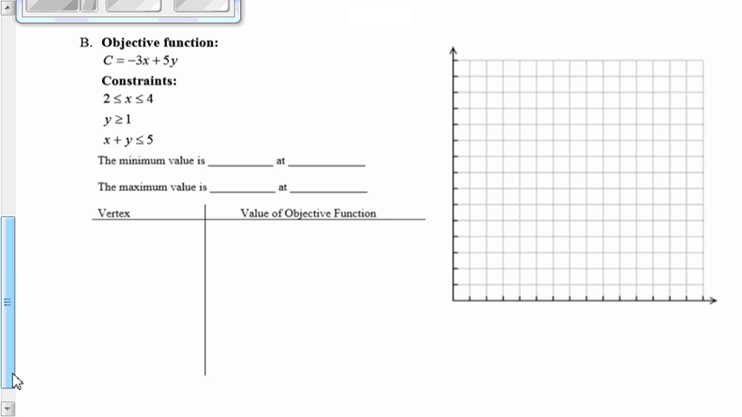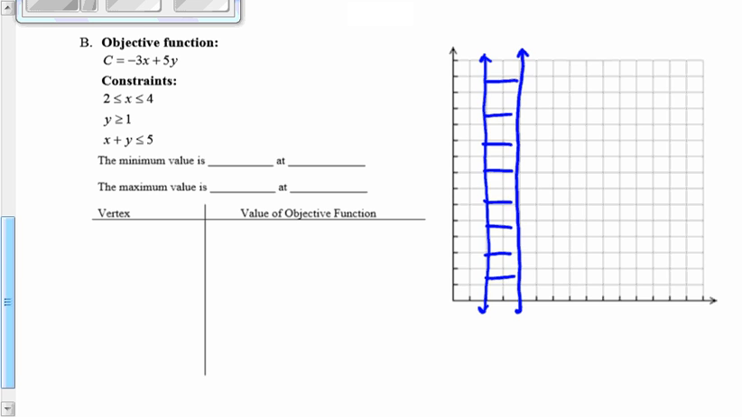So because it's x, that means these are vertical lines. So we have a vertical line at 2, and we have a vertical line at 4. And because the x is in between, that means that we shade in between these two lines. So we're looking at that region right in there.